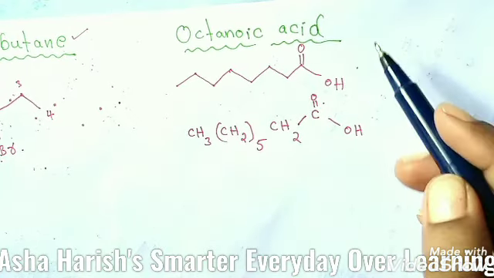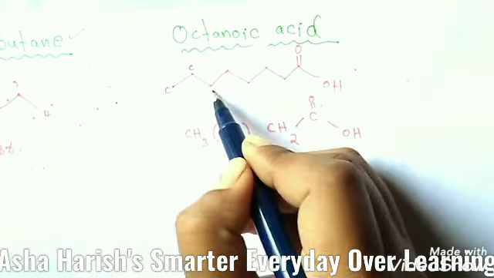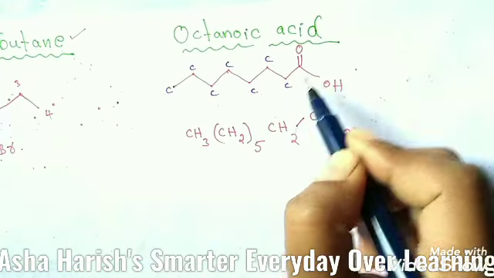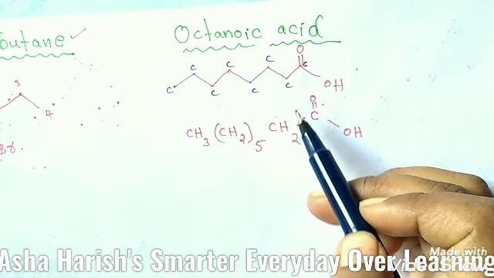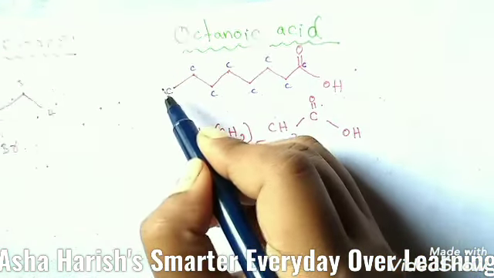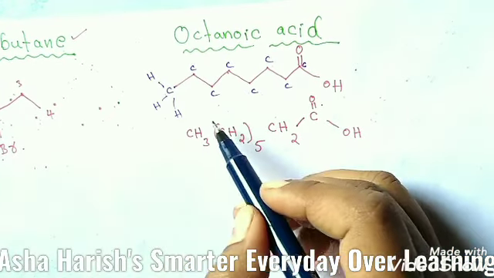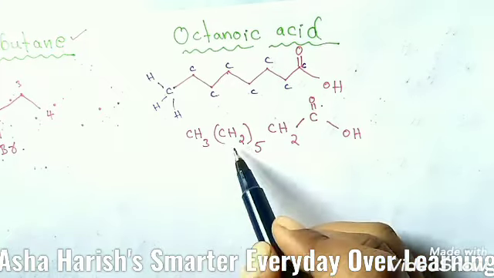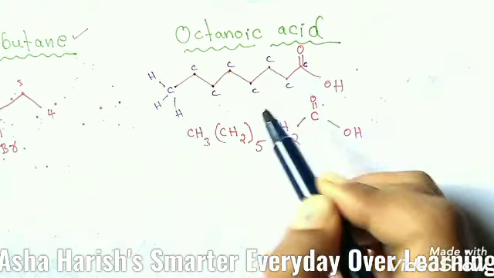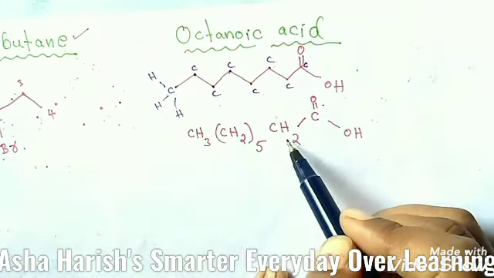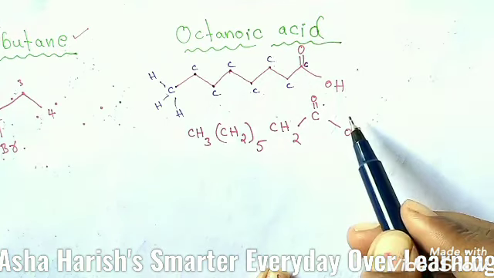So octanoic acid, here at the terminal position one carbon is located, here also carbons are located, here also one carbon. 3, 4, 5, 6, 7, 8 carbons totally located in this structure. So here CH3 means 3 hydrogen atoms are located at the end of this structure. Okay, CH2 5 times, here again CH2 and here also one carbon, double bond O and OH. This is the structure for octanoic acid.